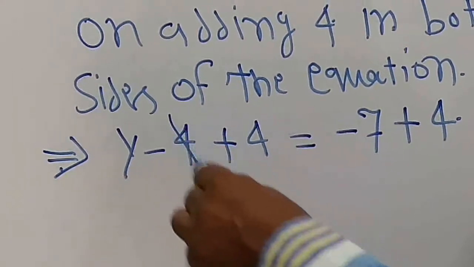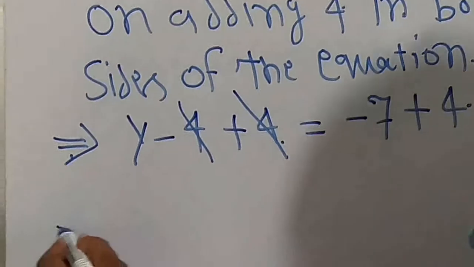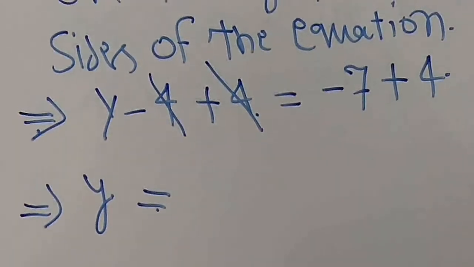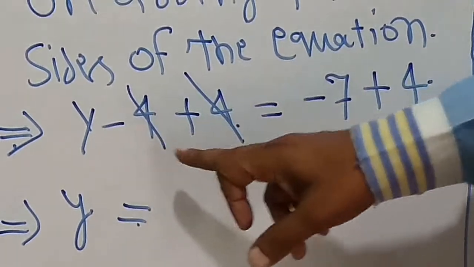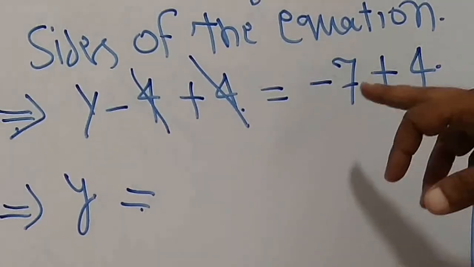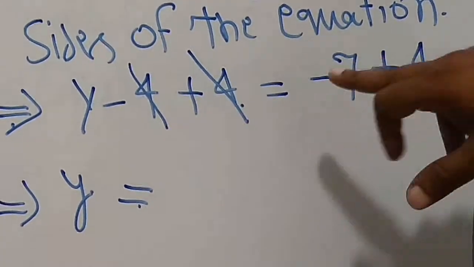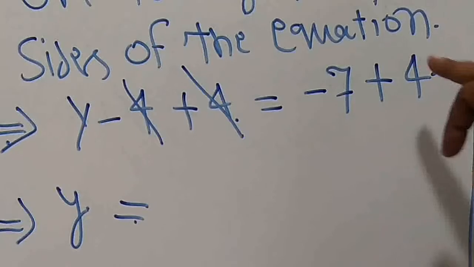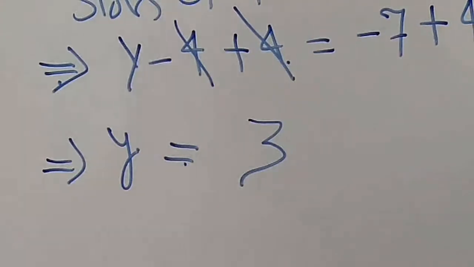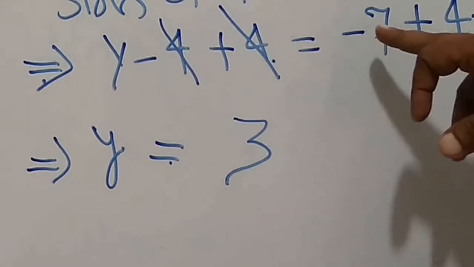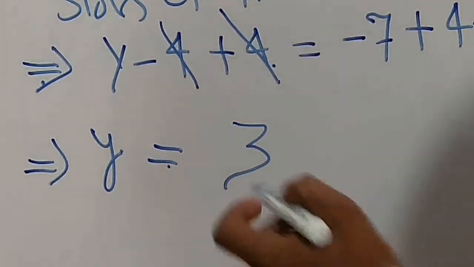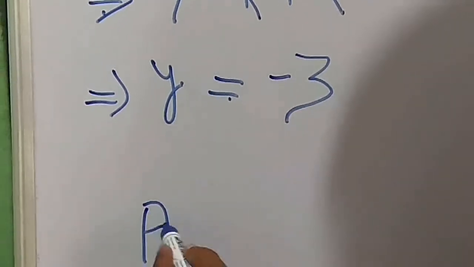Here minus 4 is cancelled with the plus 4. So in left hand side only y remains there. It is equal to minus 7 plus 4. In the right hand side part it is minus 7 and plus 4. So the sign chemistry gives you minus plus, what we do, we subtract the 4 from the 7. So the 3 remains. So we write here 3 and the sign of greater number, it means the greater number is 7 and the sign of 7 is minus. So the minus sign comes with this 3. So final answer is y equal to minus 3.